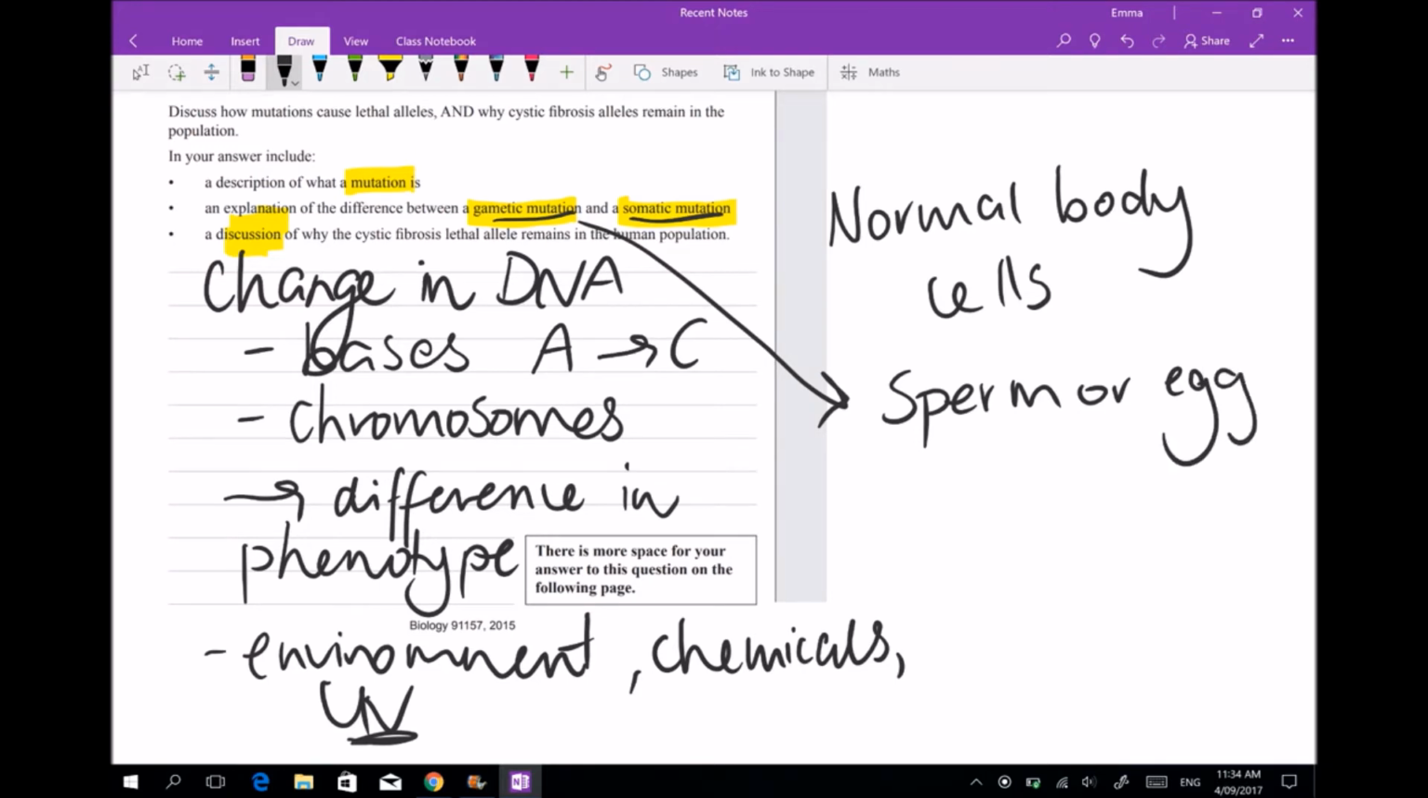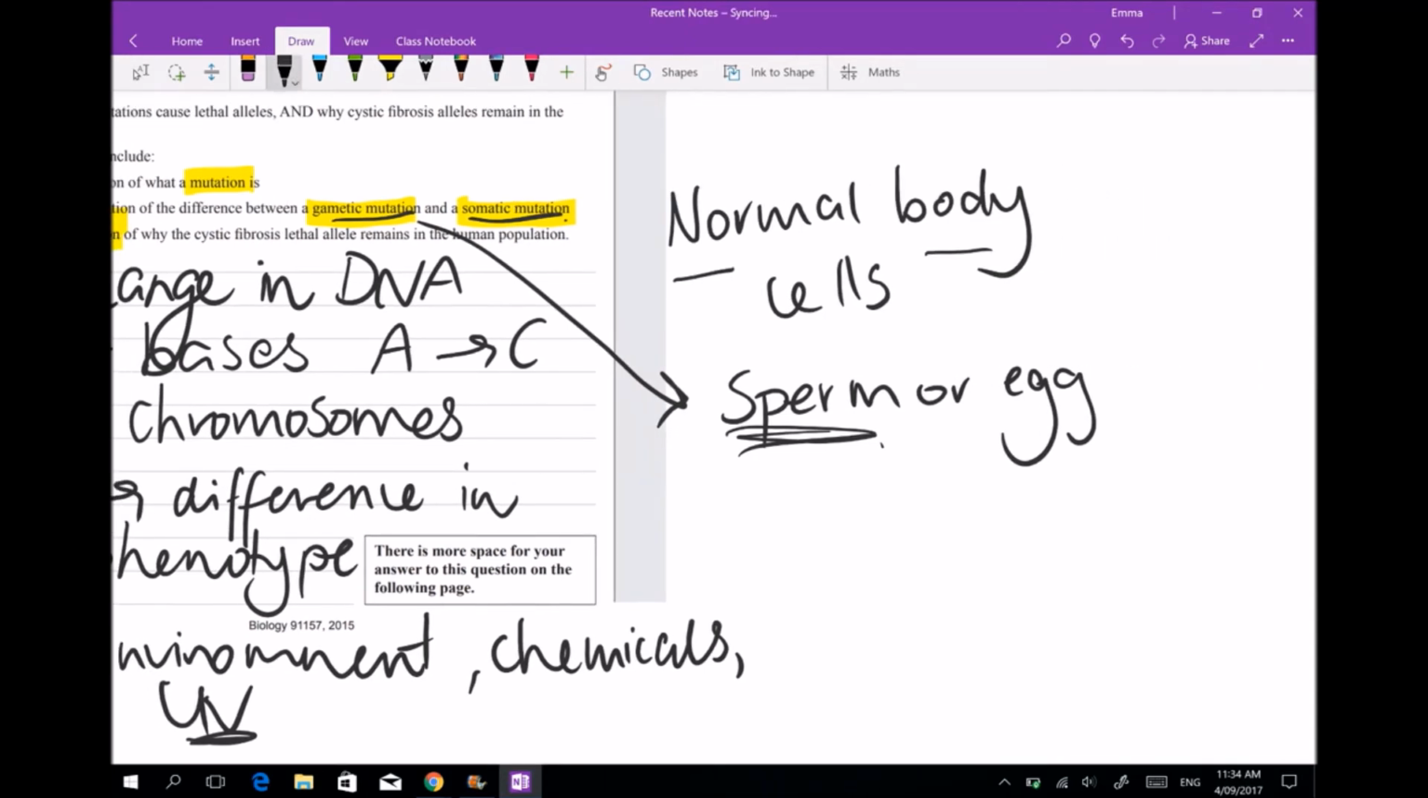Okay. A good example of preventing some gametic mutations for boys is when you have an X-ray, you might be asked to put a lead apron over your testicles to prevent any sperm from being mutated because of the X-rays that they're using. So if a mutation occurs in a normal body cell, it won't be passed on. It'll affect maybe that body cell and body cells around it. If it occurs in the sperm or the egg, it is passed on to the next generation.